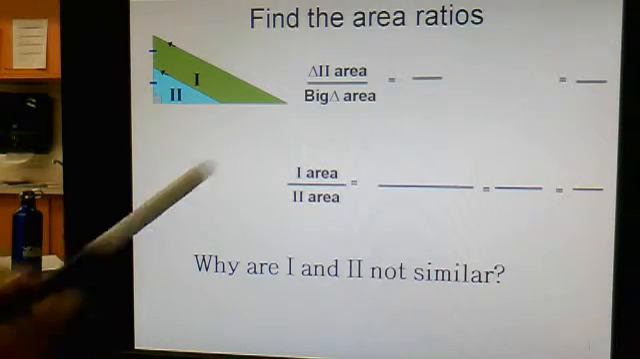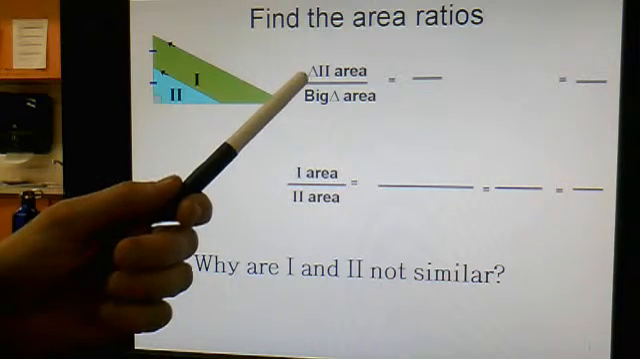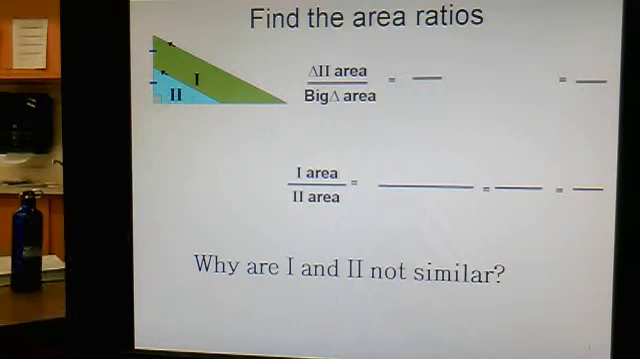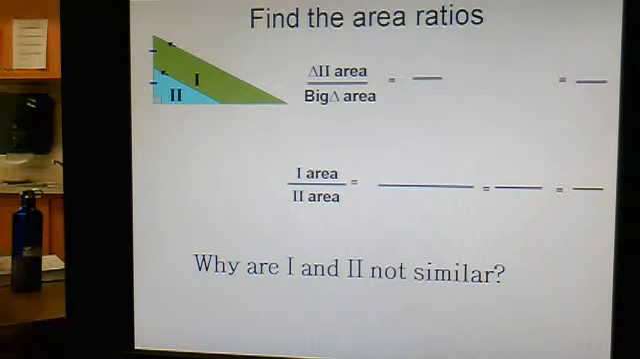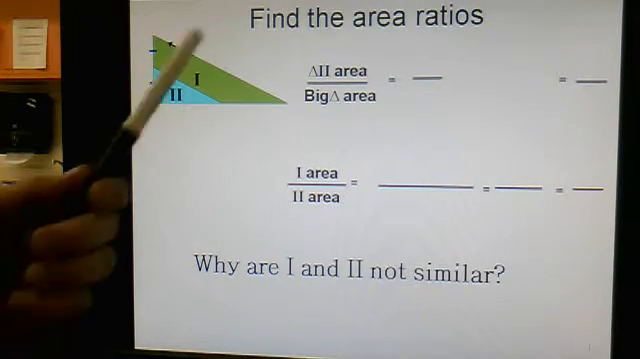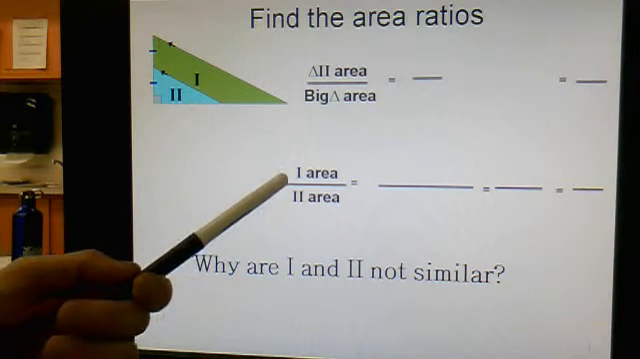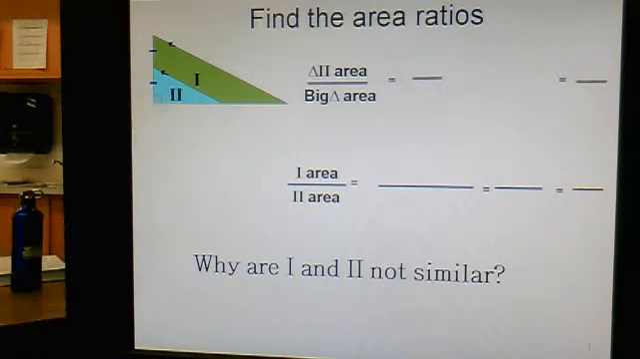And you're asked to find these two area ratios, the area of triangle 2, which is the small triangle, and the big triangle. And by big triangle, I mean this entire thing. The second part of this, when you really need to do this in order, find the ratio of area 1 to area 2. Area 1 to area 2.